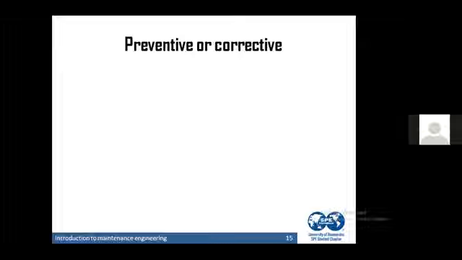Now, how can we choose between applying preventive or corrective maintenance? In some equipment that we are going to maintain, it is not worth it to invest in preventive maintenance. For example, compressors, those tiny, small compressors that we use in our maintenance, we don't need to invest in preventive maintenance for them. We just correct them if they fail.